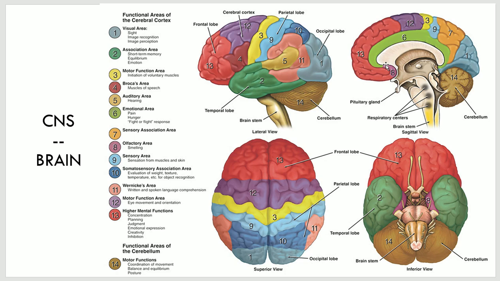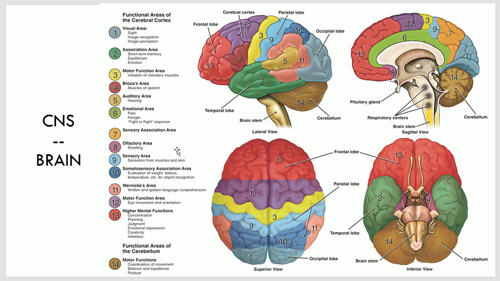The emotional area involves our emotions with pain, with hunger, or with fight or flight. So remember, fight or flight response has to do with sympathetic. We'll talk about that more in an upcoming chapter. But that's our emotional area. You can only see it inside the brain.